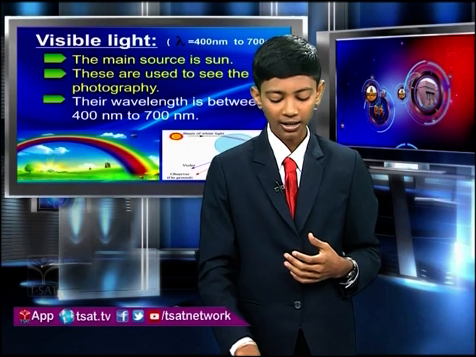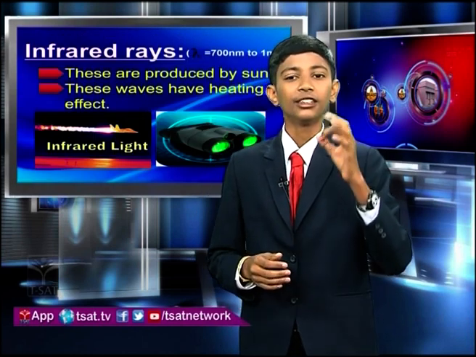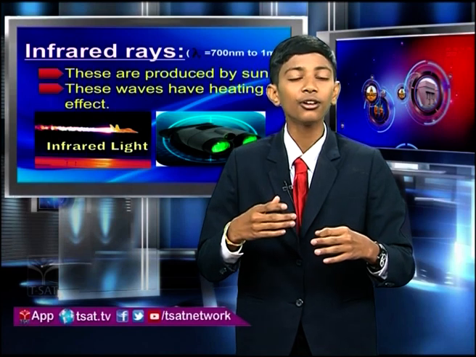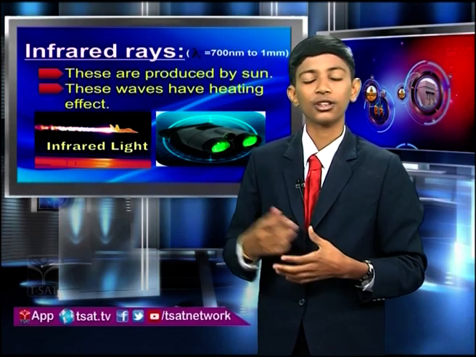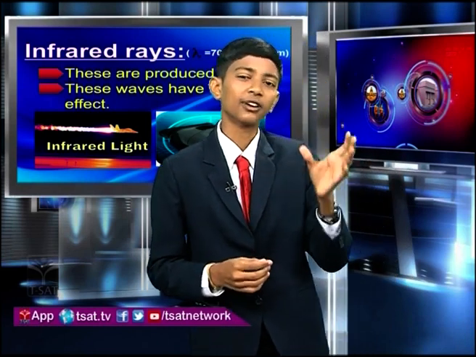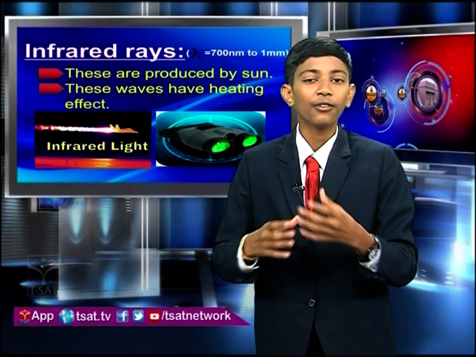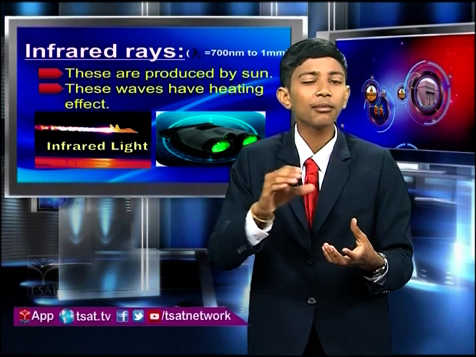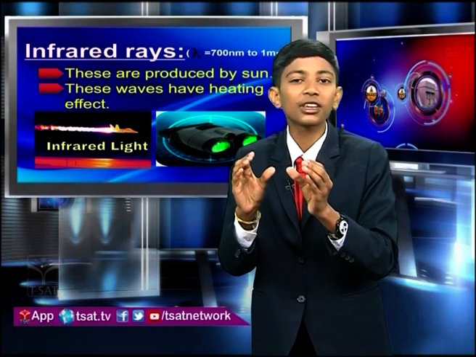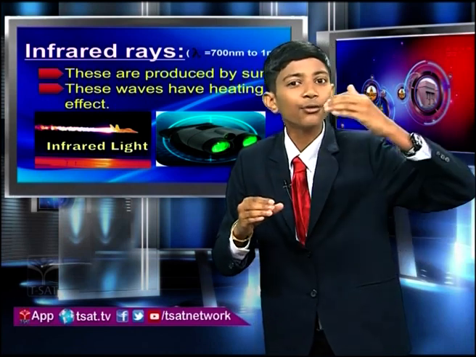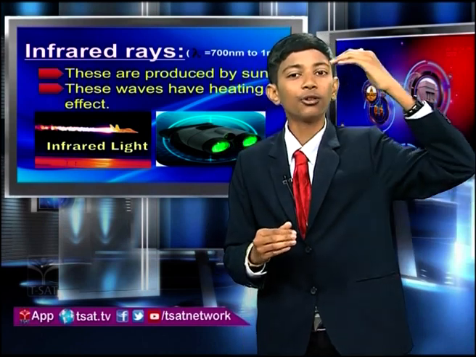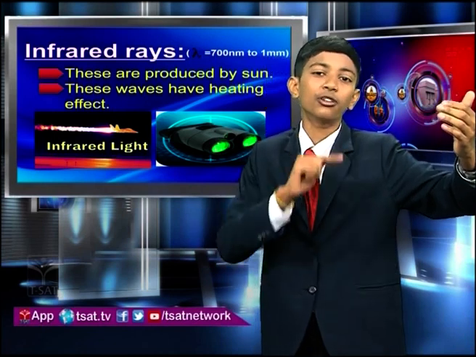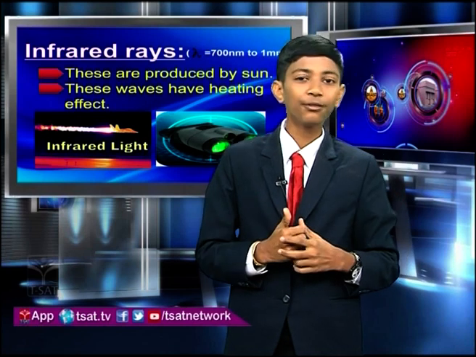Now let's move to another kind of electromagnetic waves. They are infrared rays. These infrared rays are also produced by the sun. The main source for these infrared rays is also the sun. By using these infrared rays, we human beings have prepared some cameras. By using those cameras, we can even get photographs of nocturnal animals. I mean, we can get photos of animals even at night. That is a speciality of these infrared rays.